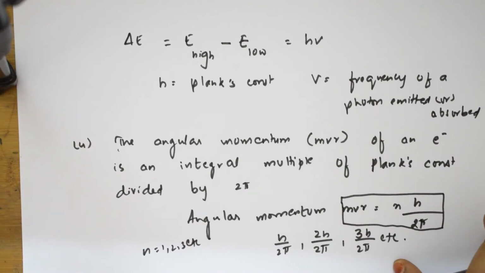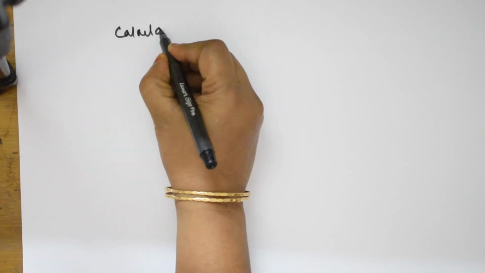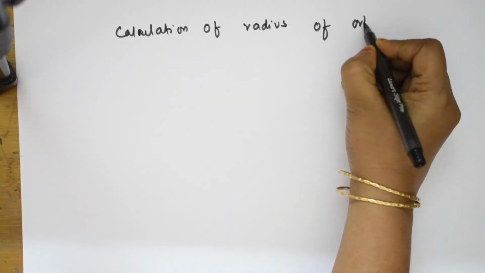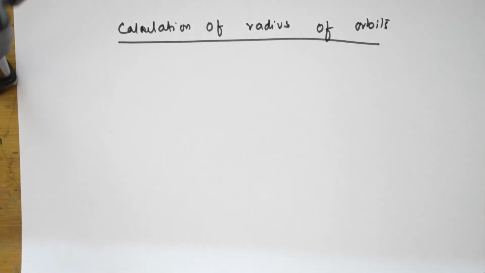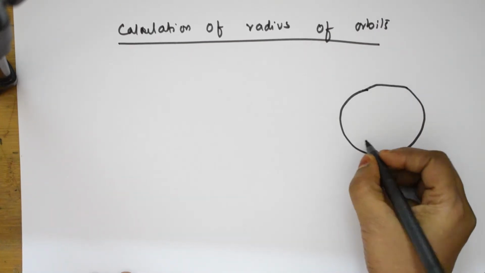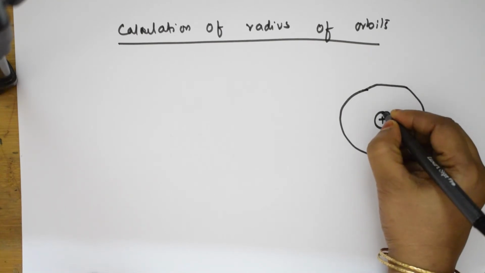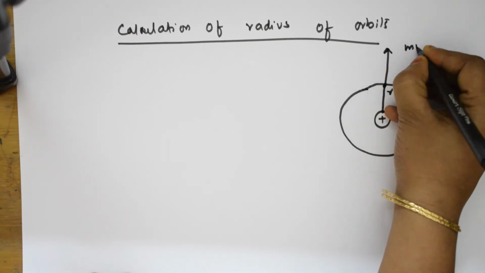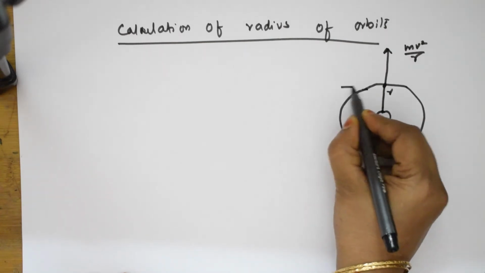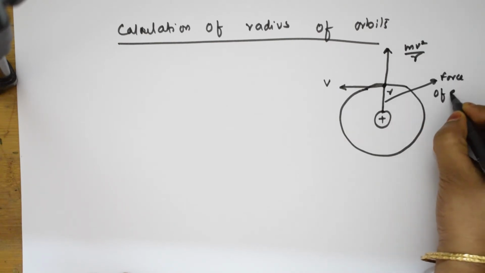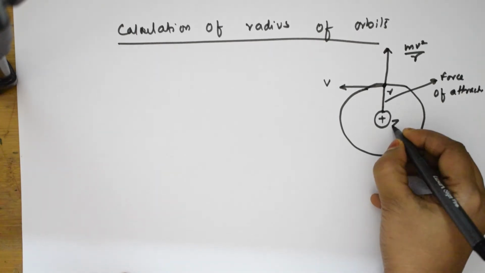So with these postulates for the Bohr atom, he has given a formula for the calculation of the radius. So let us write: calculation of radius of orbits. Let us see how he is calculating. First, let us assume this circle around the center, the nucleus. From here to here, let me mark this as the radius. Now I'm going to draw a line. This is mv square by r, the centrifugal force. This other one is the force of attraction between the electron and the positive proton, which is Ze squared over r squared. Now let us explain this.